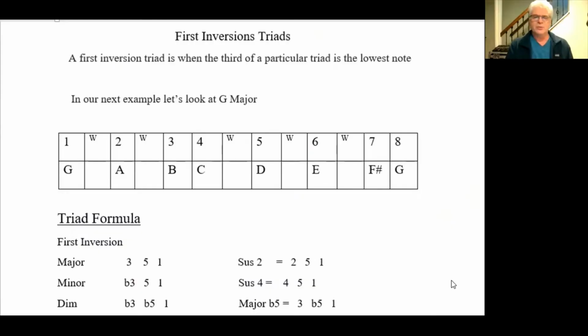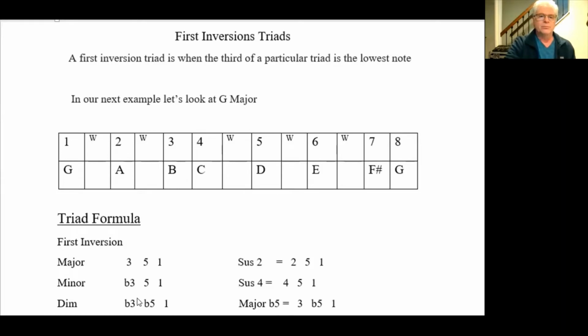In this lesson, we're going to first talk about first inversion triads. A first inversion triad is when the third of a particular triad is the lowest note. For our example, we're going to look at all the triads starting with a root note on G. So let's review quickly what a G major scale is.